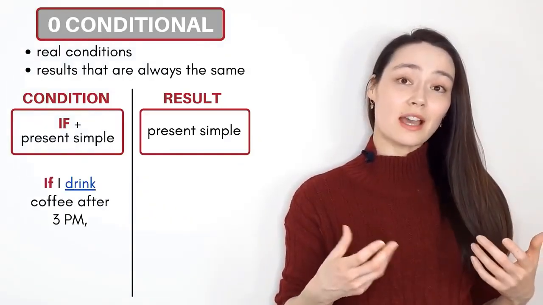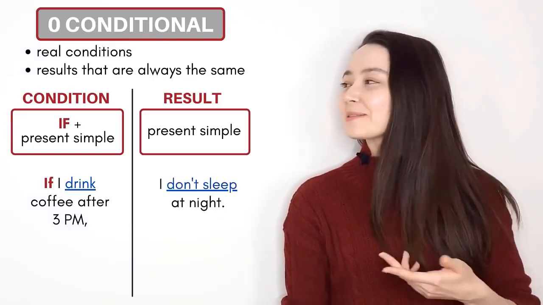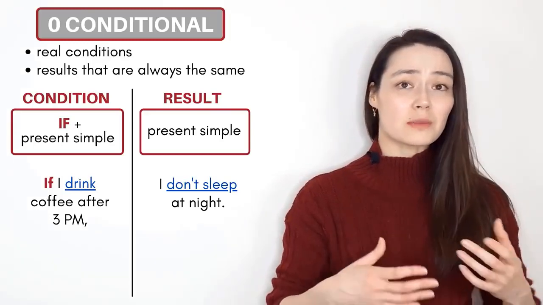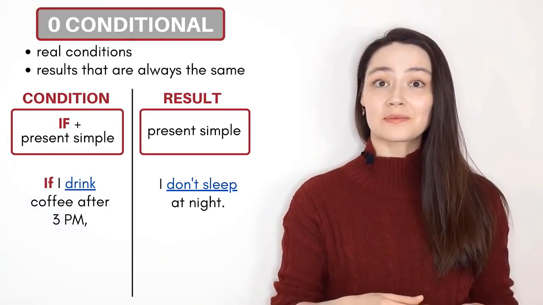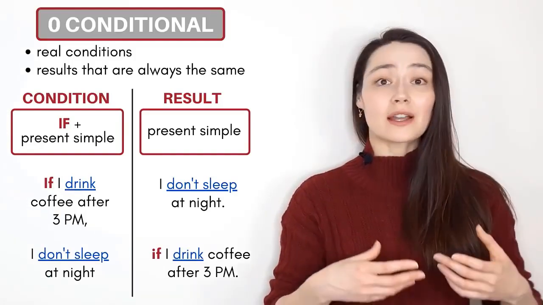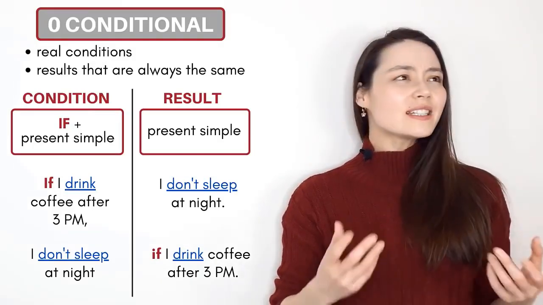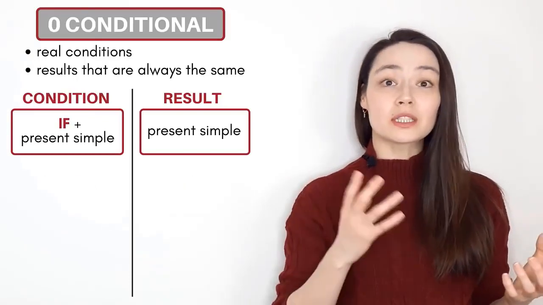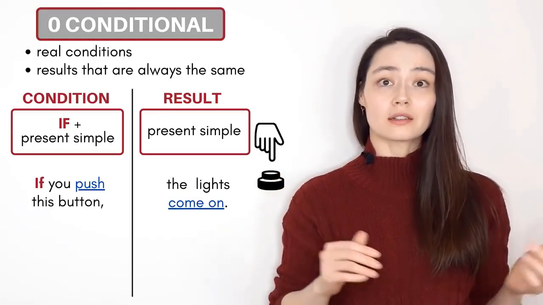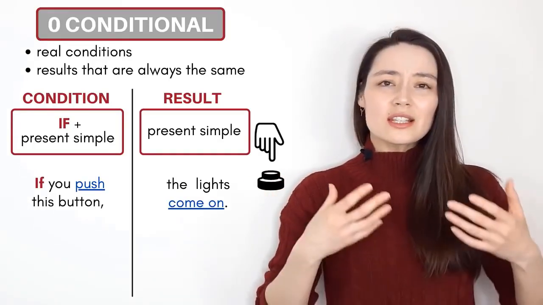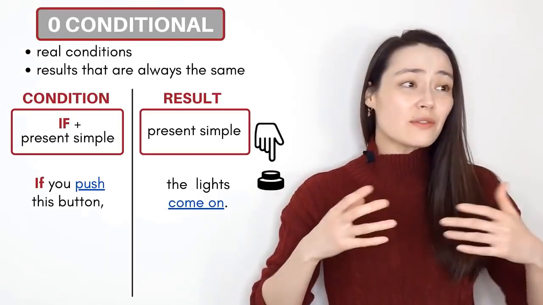If I drink coffee after 3 p.m., I don't sleep at night. If plus present simple, present simple. This is always true for me. It's always the same. Same in the past, same in the present, same in the future. I don't sleep at night if I drink coffee after 3 p.m. Same thing. Now imagine you're giving someone a tour of a building. If you push this button, the lights come on. You can see this is always going to be the same. It's never going to change. This button will never do anything else.